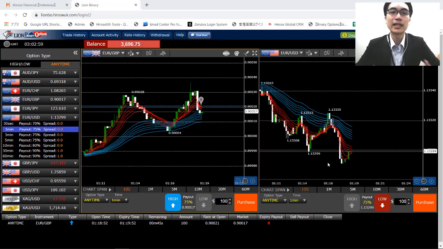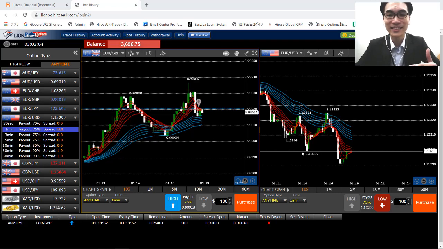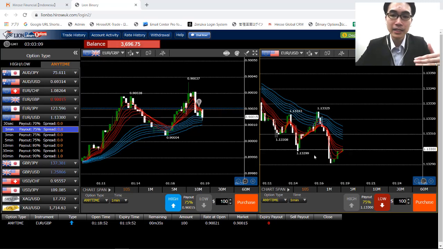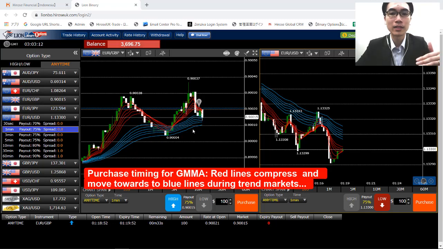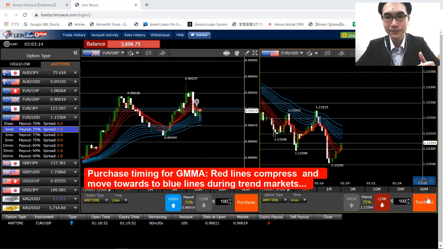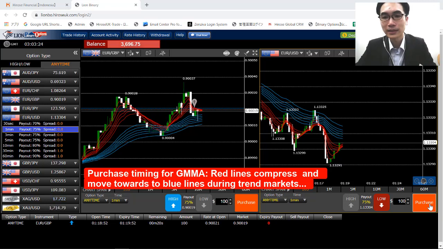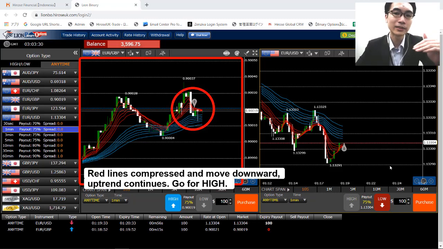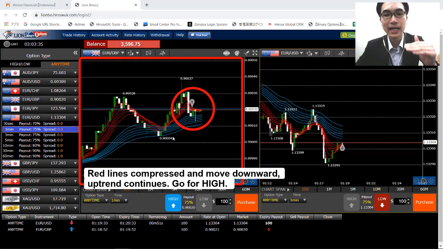So again, a second reminder for the purchasing timing when using the GMMA. When you trade with GMMA, the purchase timing is when the red line compresses. Pretty simple: the red line compresses and moves towards the blue line, and then if the trend continues, you open a position. For example, on the left chart, I see the red line compress and move downward, but the trend is an uptrend, and then I place a high there.